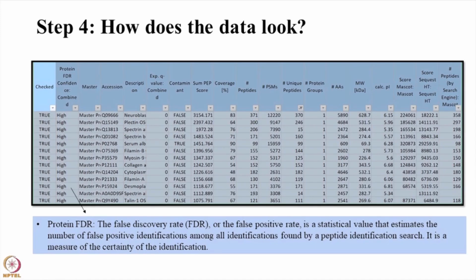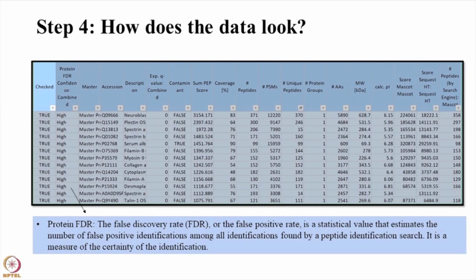So here you can see all of these proteins that have been identified have high FDR. So false discovery rate is a statistical value that estimates the number of false positive identifications among the peptides, and it is also a measure of certainty for the identification, as in how much you are confident that the protein you have identified is a true match.